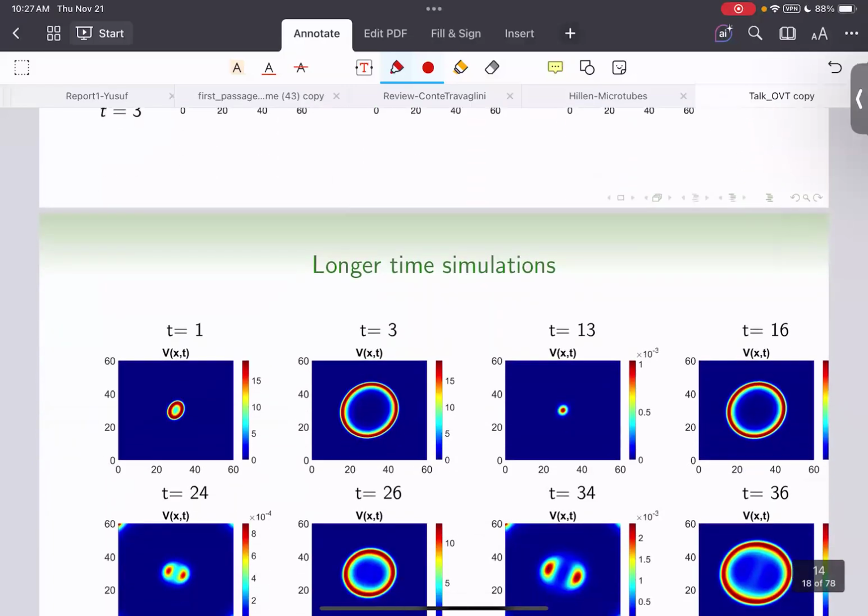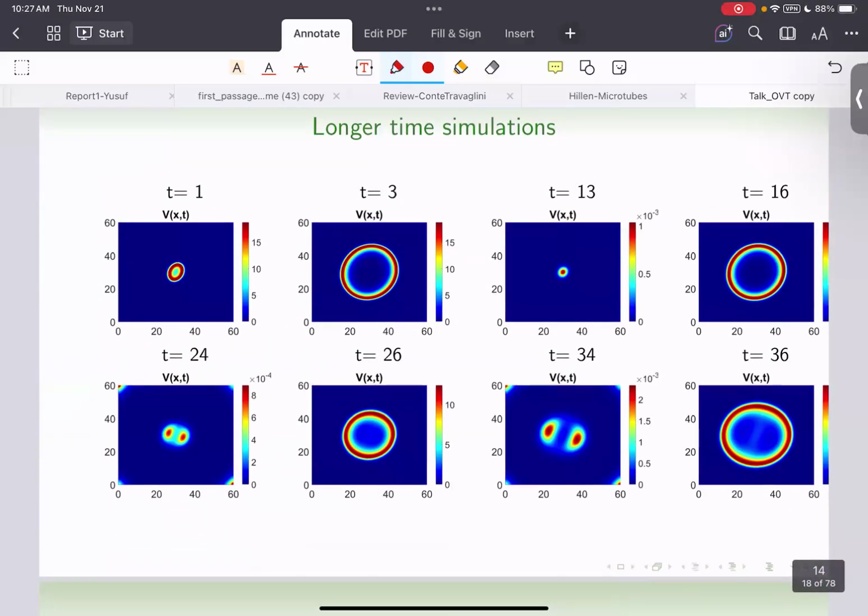Now this is oscillatory, so it should repeat if I run it longer, and it does. So we get a first ring by time 3, and then at time 13, it starts again. Time 16 looks similar to time 3. 26 looks similar, and 38 looks similar. So it repeats. It's a pulsating thing, and the ring spreads out, but it doesn't seem to synchronize.